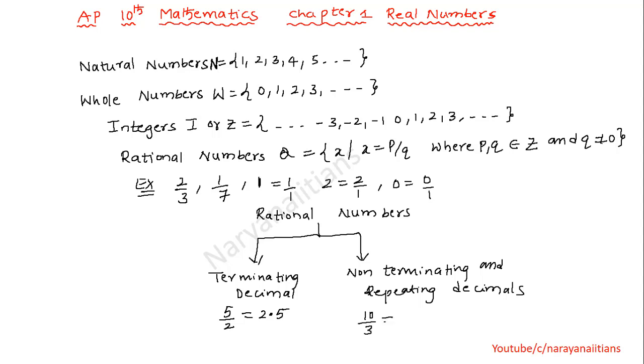The value of 10 by 3 is 3.3333 and so on. This can be written as 3.3 bar. If you observe the decimal part, the 3 is repeated again and again. So it is non-terminating, and after the decimal point the digits are repeating. So it is a non-terminating and repeating decimal. 5 by 2 is in the form p by q, and 10 by 3 is in the form p by q. 5 by 2 is a rational number and 10 by 3 is also a rational number. So rational numbers are of two types: terminating decimals, and non-terminating and repeating decimals.